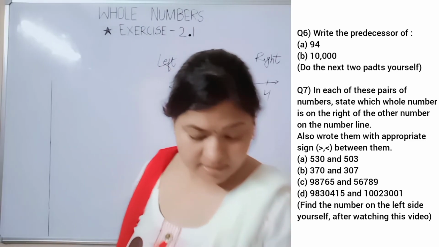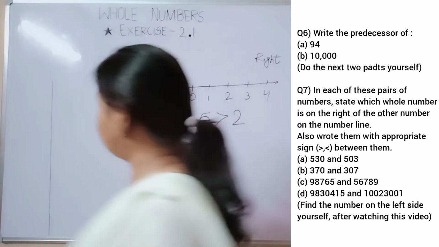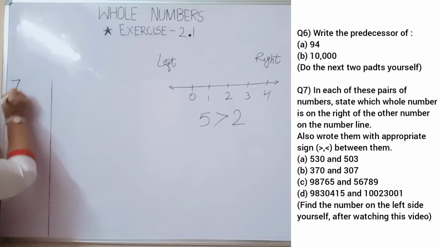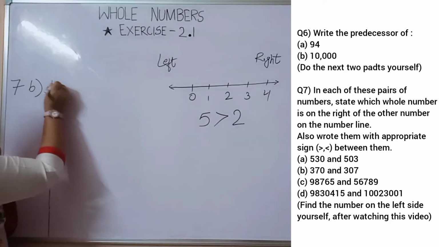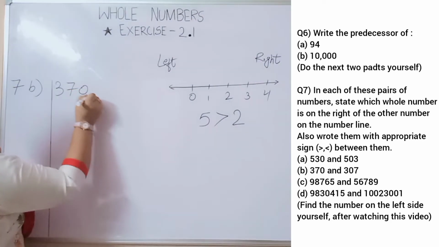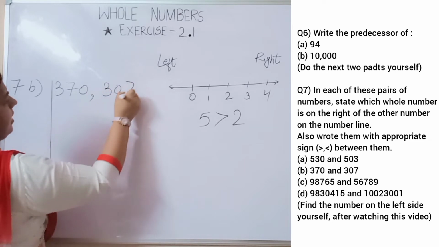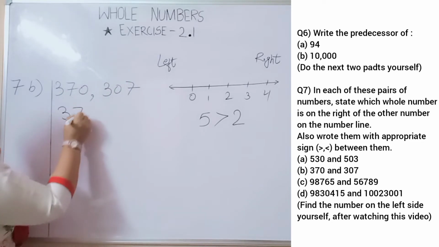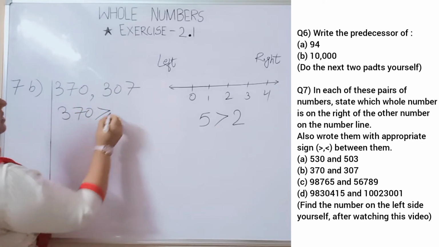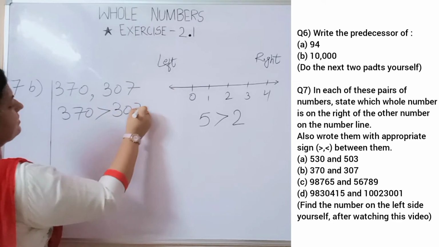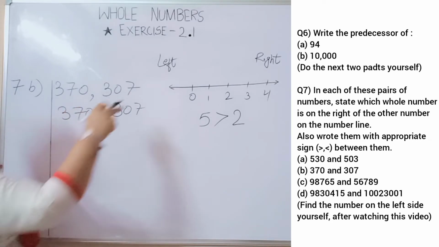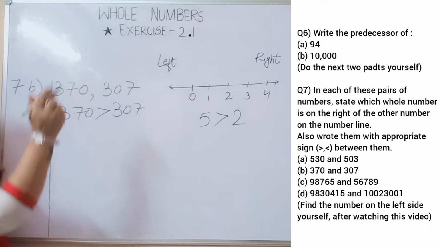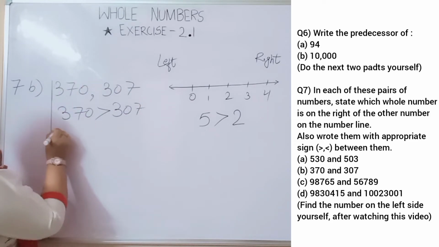Part b is 370 and 307. And again 370 is bigger than 307 and 370 will be at the right side of the number line.